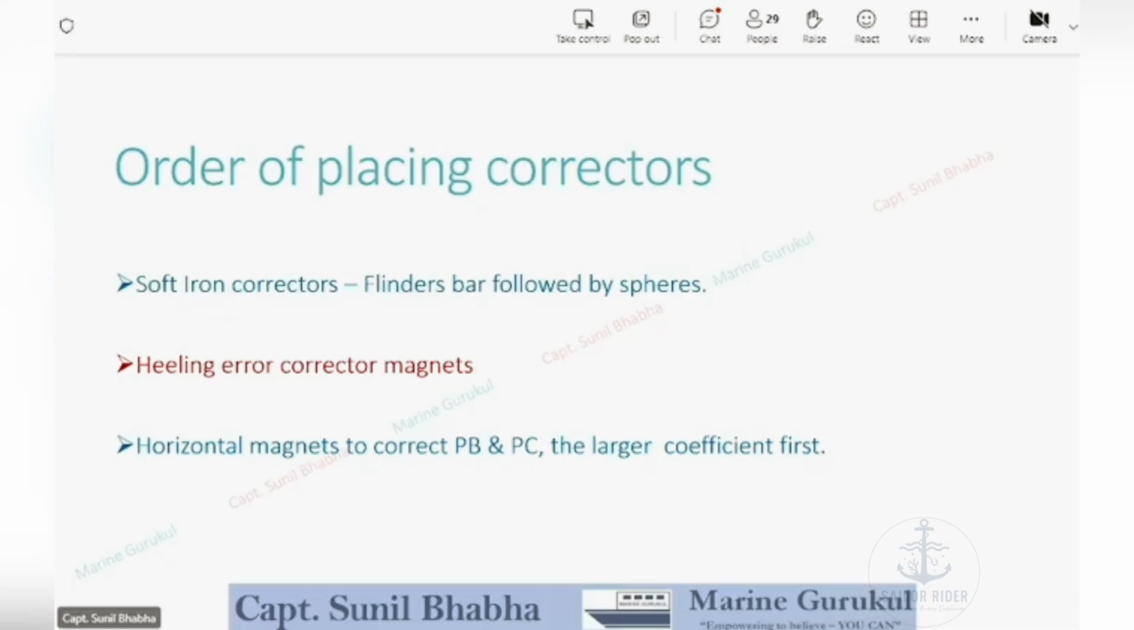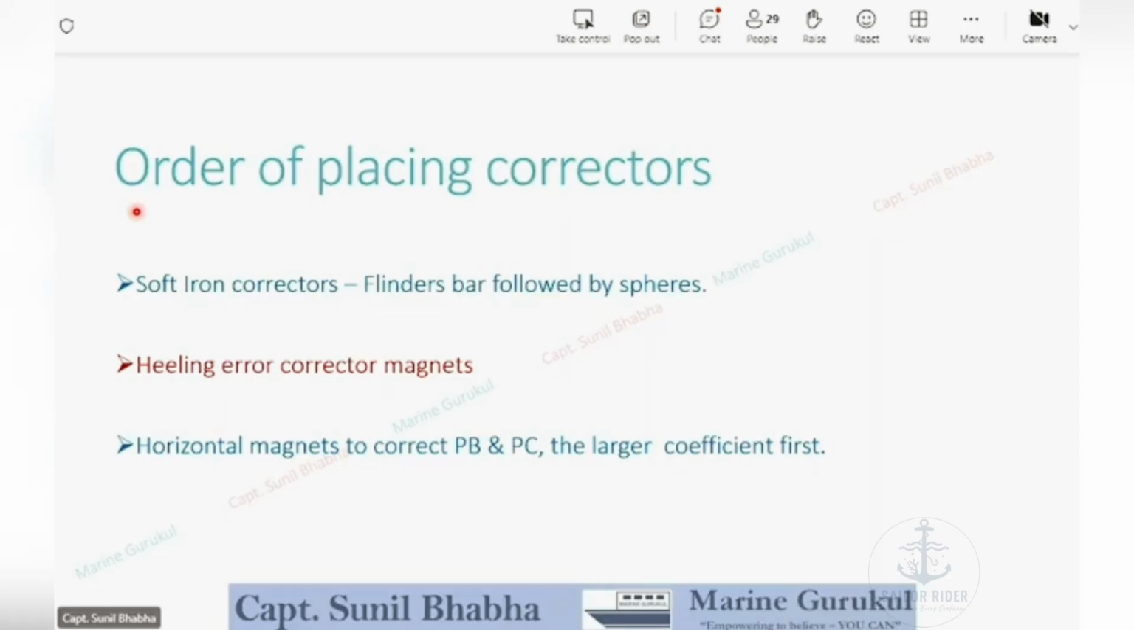Let's now understand the complete procedure of the compass correction, total compass correction, including all the coefficients. We have already seen all individual coefficients, coefficient A, B, C, D, and E, and we have seen how they are corrected individually. Now we are going to see when a compass adjuster actually corrects the compass on board, what is the sequence he follows in correcting the compass, and what are the steps involved in the correction.